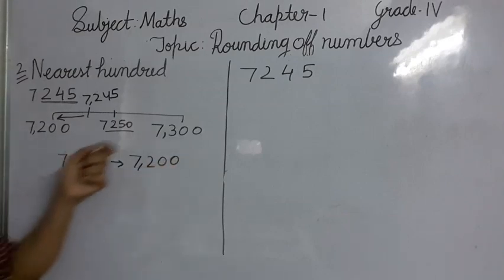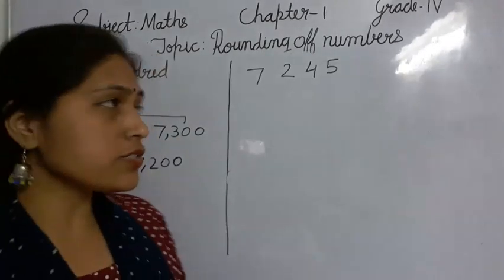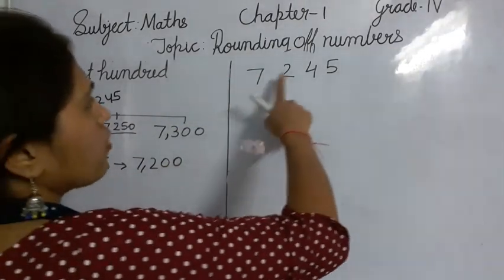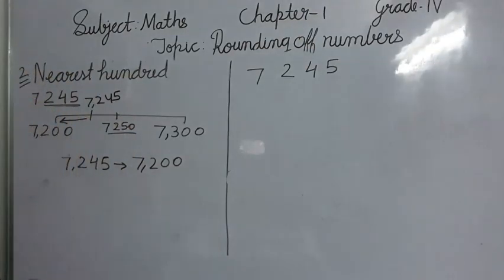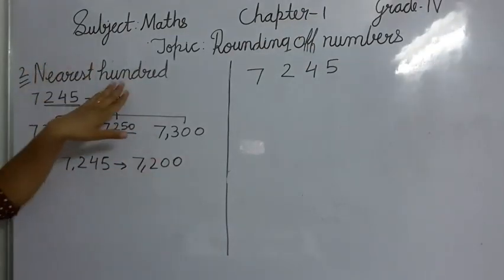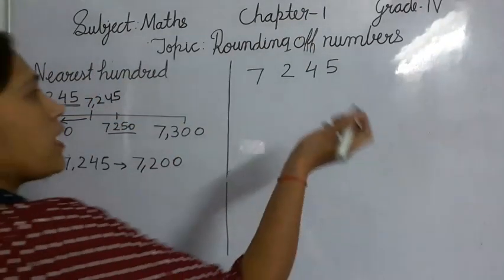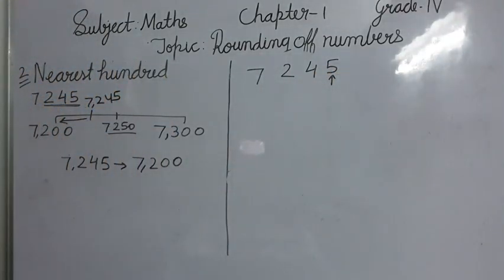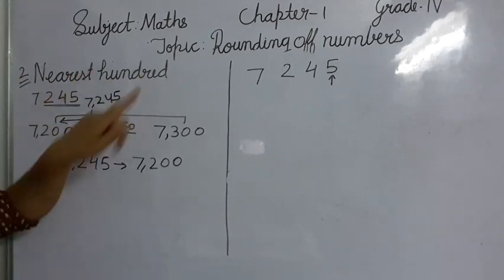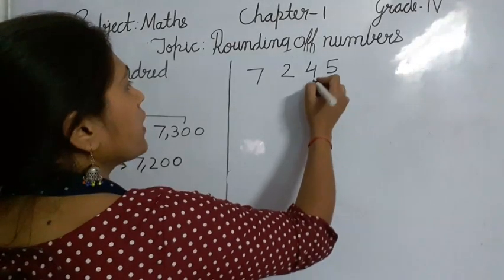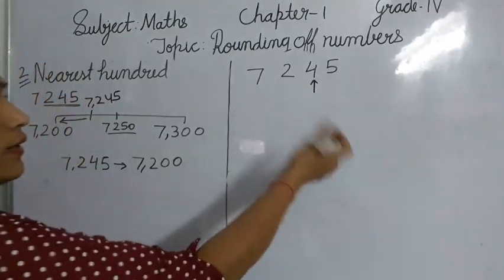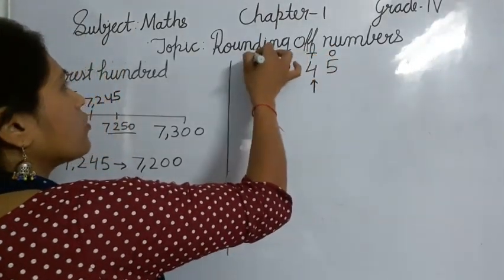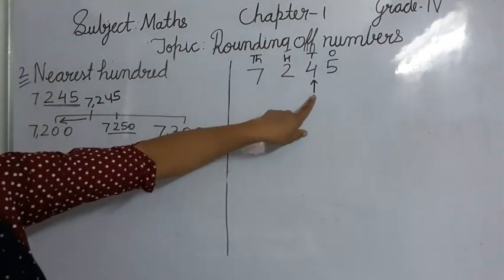Okay, so now let's do it without the help of a number line. So what is our number here? 7245. When we were rounding off to the nearest tens place, at that time we were checking the ones place. We were comparing the ones place. Now this time we are rounding off to the nearest 100 place. So this time we'll check the tens place. We'll compare the tens place digit. This is the ones place, tens place, 100 place and 1000 place. So let's compare the tens place.